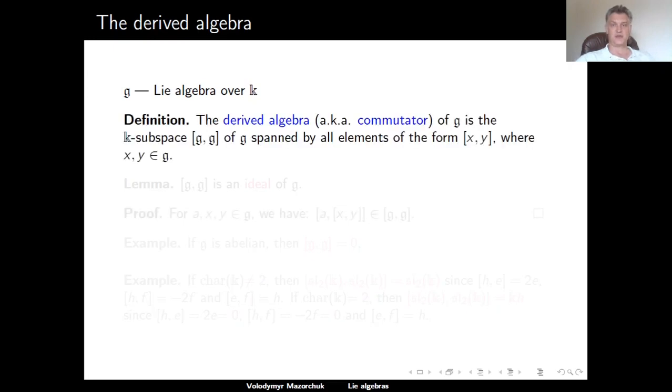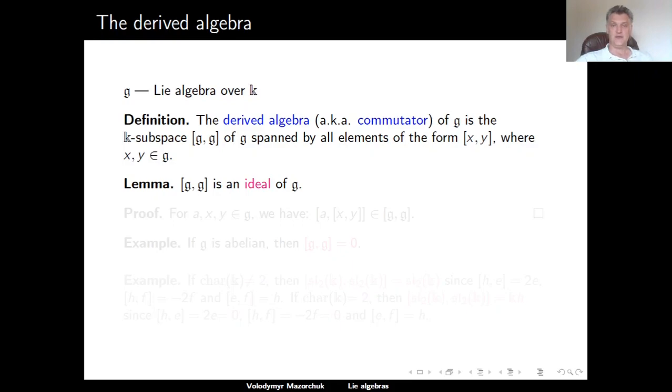The derived algebra of G, which is also known as the commutator of G with itself, is a K subspace of G spanned by all elements of the form the bracket of x and y, where x and y are elements in G. Note that we define the derived algebra as a subspace of G, so we need to argue why it is a subalgebra, but we have an even stronger property. We claim that the derived algebra is an ideal of G.